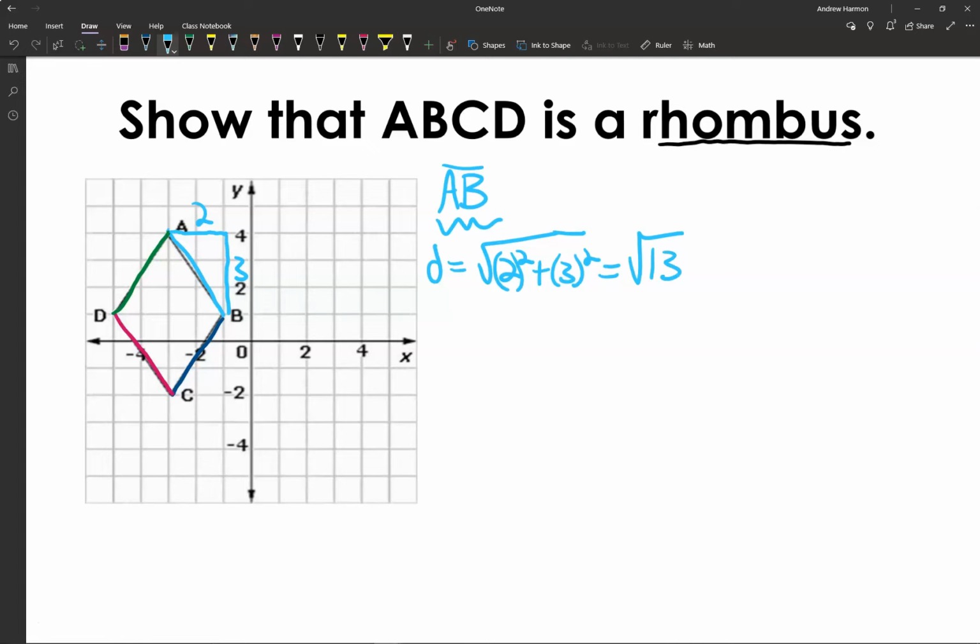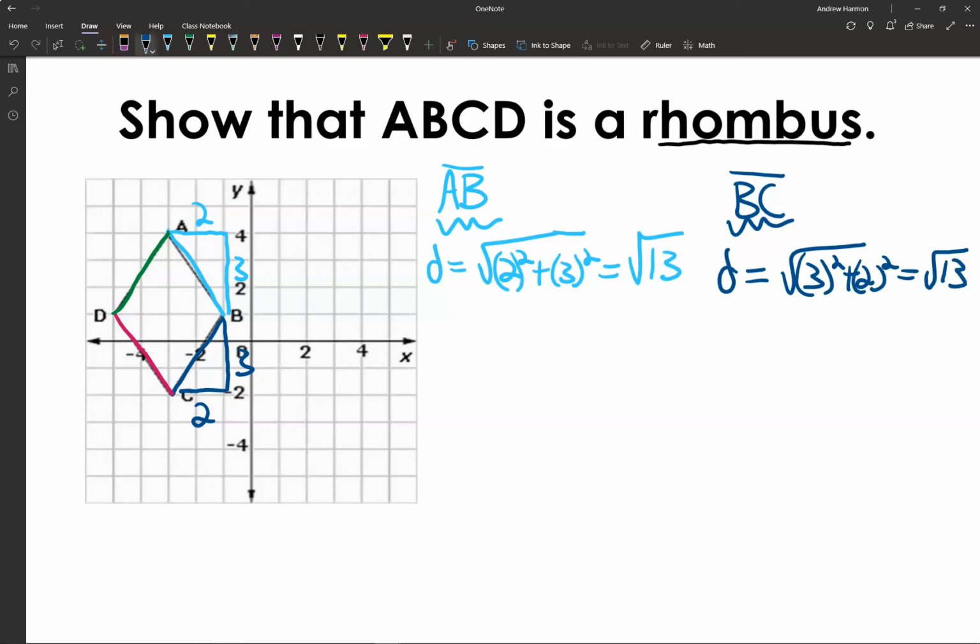Now we'll do the same for side BC. Our distance here is going to be side length of 3 and the side length of 2. So it's going to be the square root of 3 squared plus 2 squared, which again will give us the square root of 13. And then let's keep going around here.